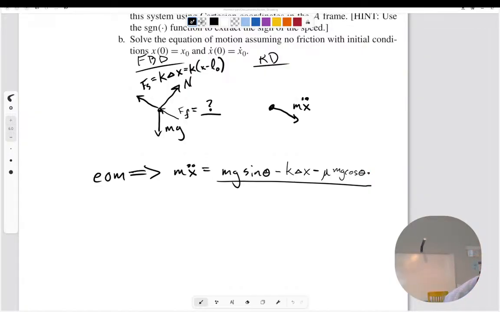So I did see this multiplied by sgn of x dot. Saw that on a few. Well, what would this do? Once we define the direction of motion as positive or negative, multiplied by that sign of the motion, then it would fix it. What is this? Have you seen this function before, like sign or sgn, anything like that?